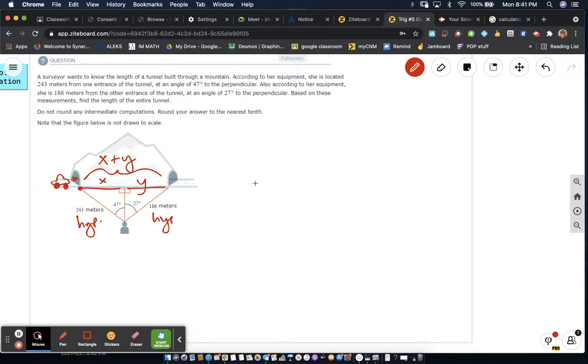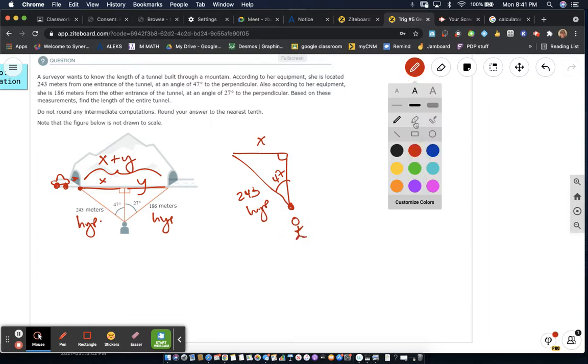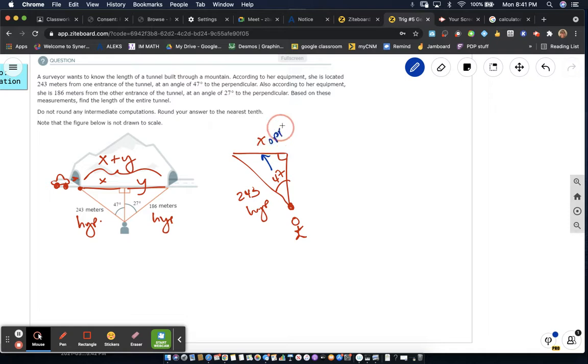If you want to take it apart, you can always take apart the first triangle. If it bothers you to see it like this, it's 243, this is the hypotenuse, and this is the one we want. All right, and this is 47. So remember, this is where you are standing and looking. What sides did they give you? You can always find this angle too if you wanted to, but I'm just using the one they gave us. So this side is the opposite, and this side is the hypotenuse. Opposite and hypotenuse is sine.